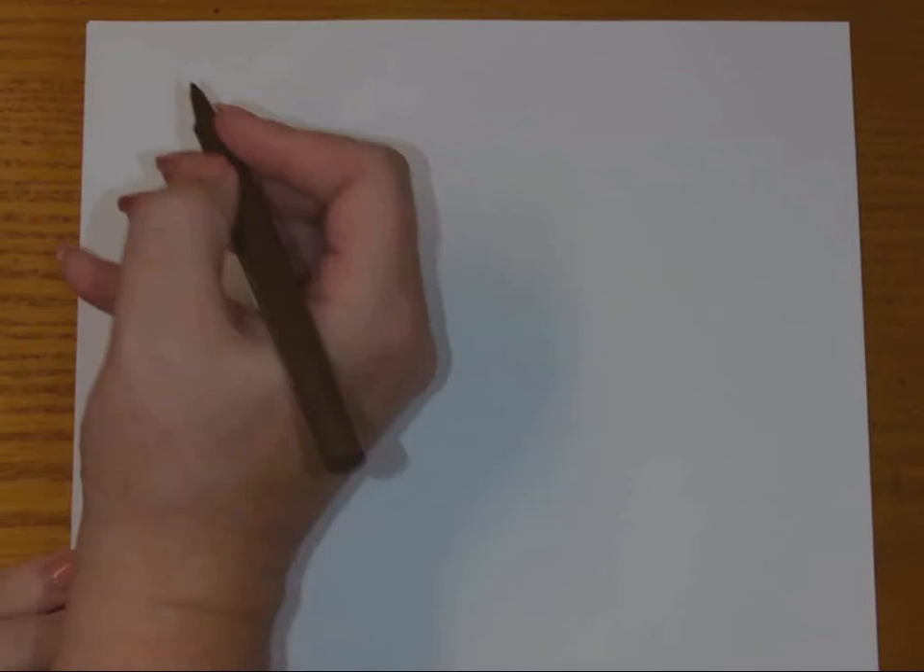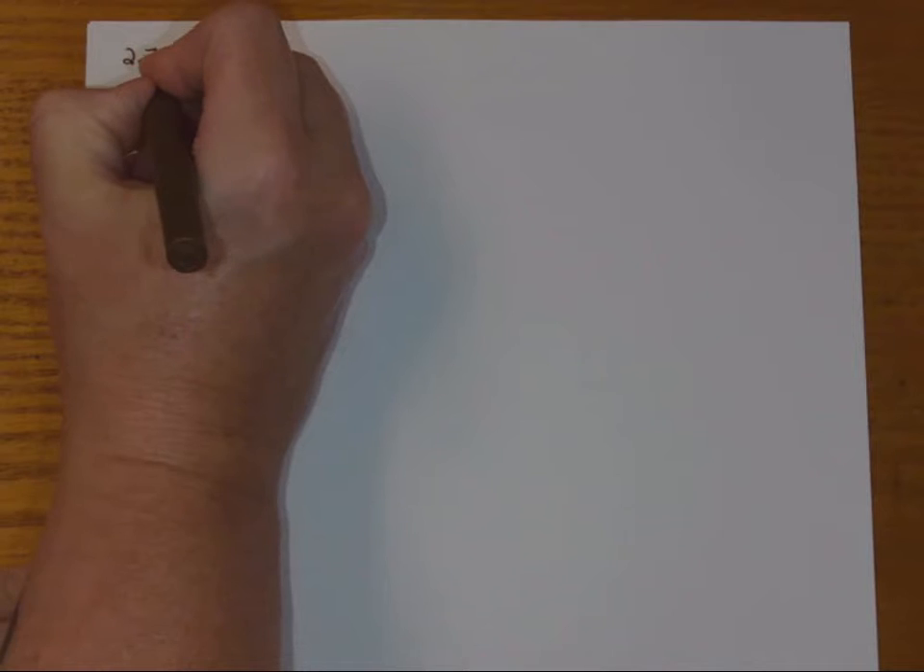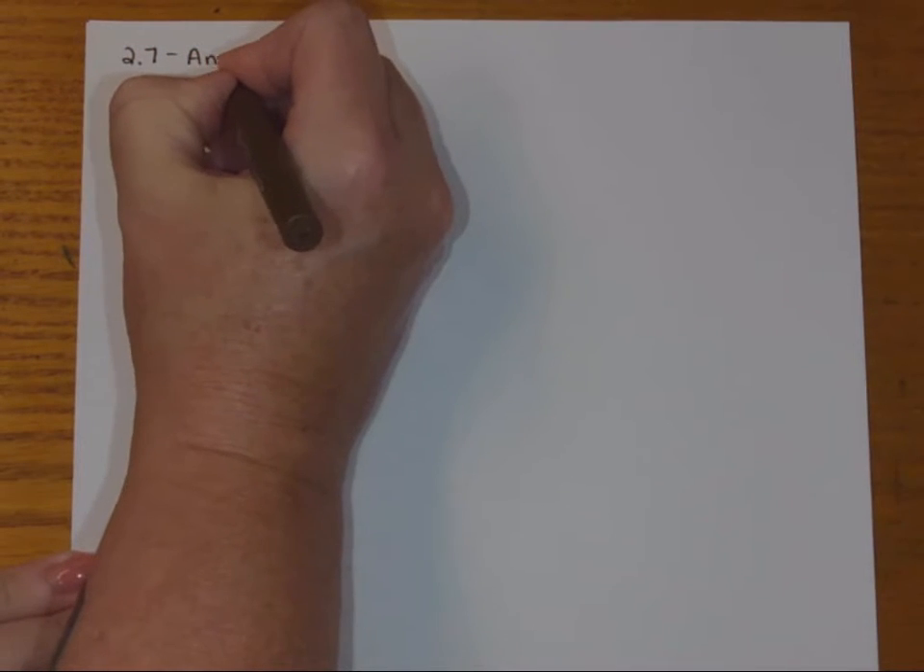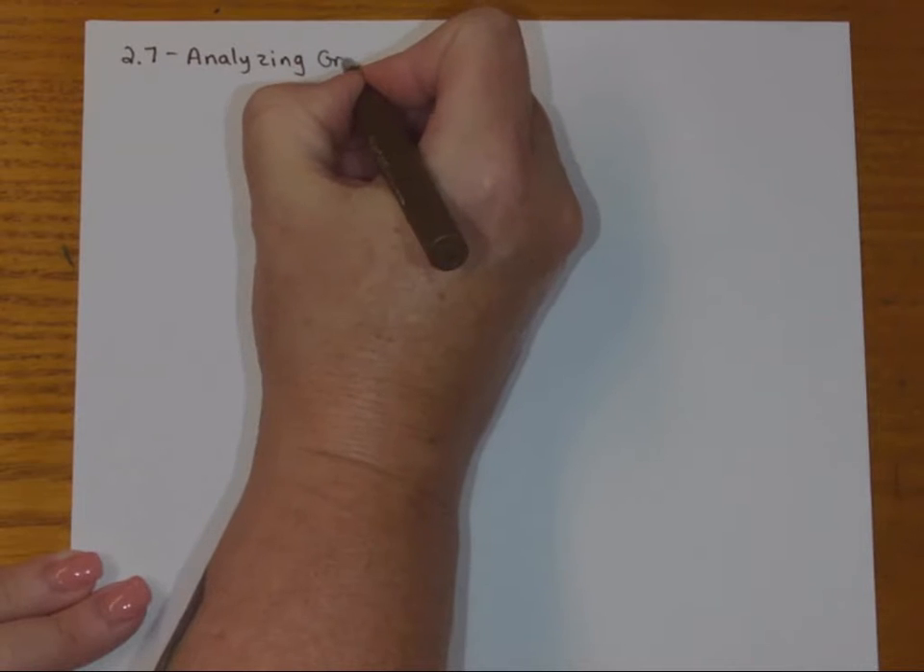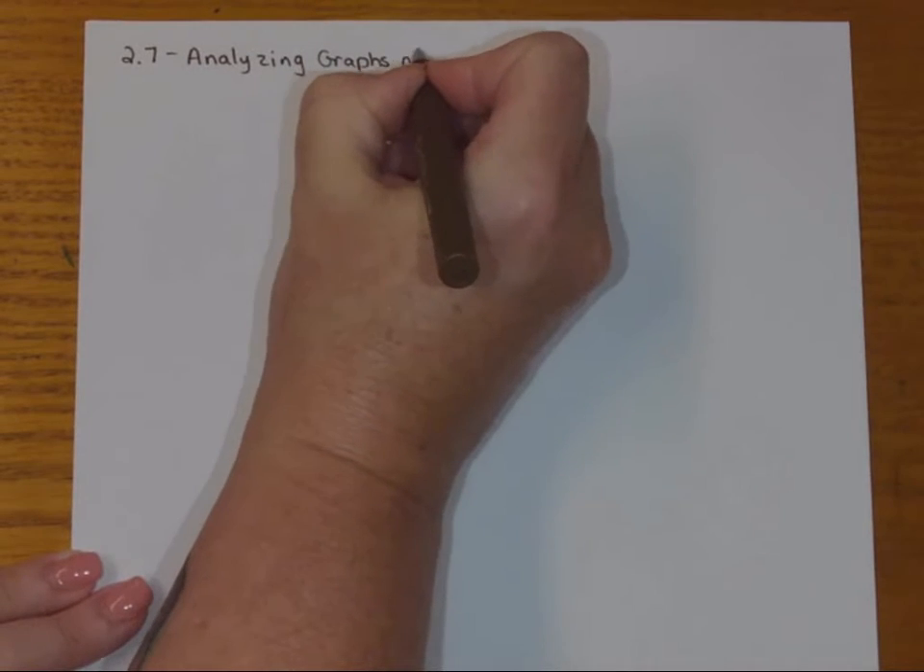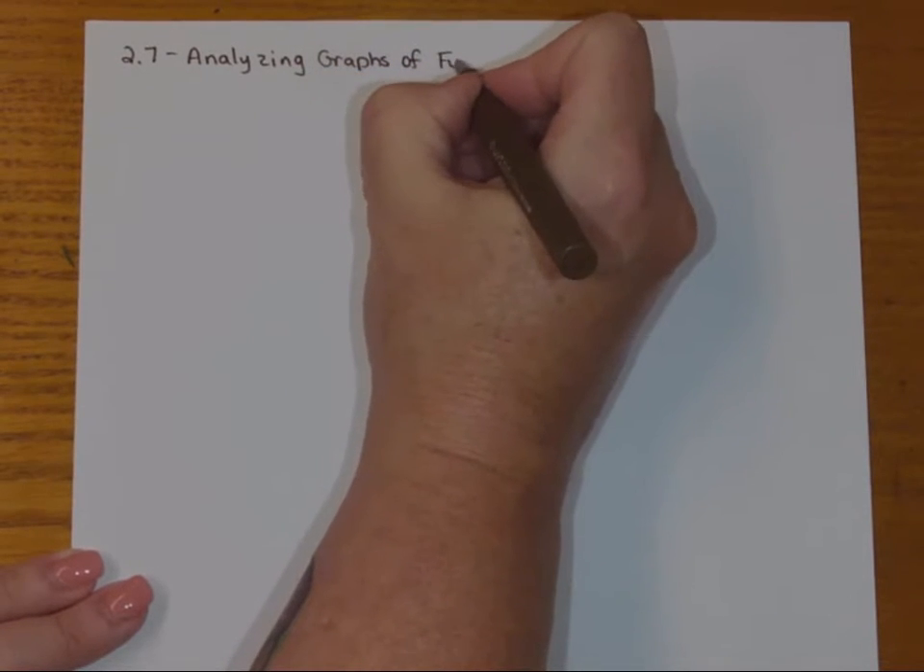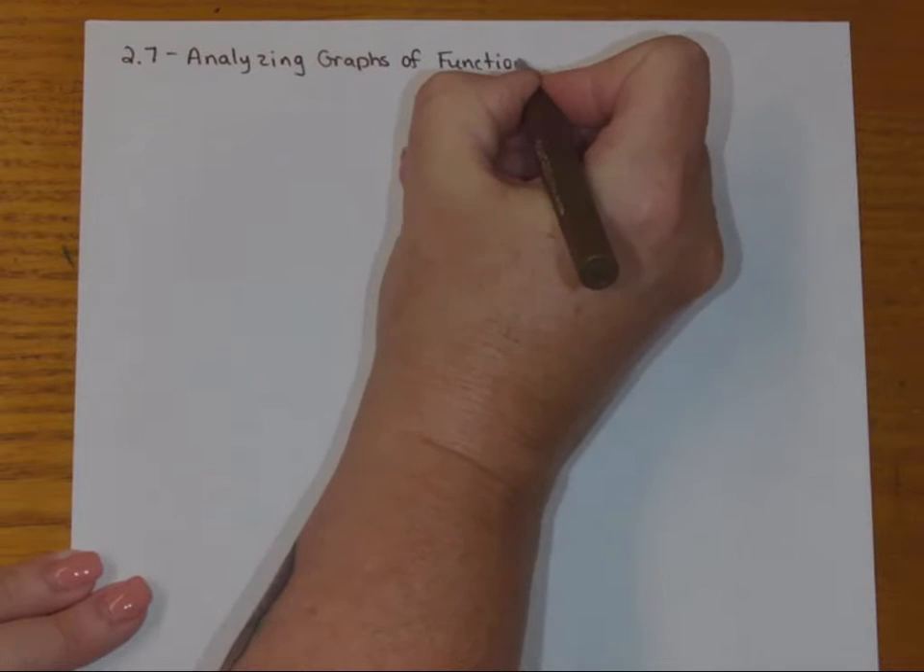All right, so we've been talking about functions, and today we're going to look at some more specific things about functions and their graphs. And we're also going to learn how to graph piecewise functions, in other words, functions that are in pieces.